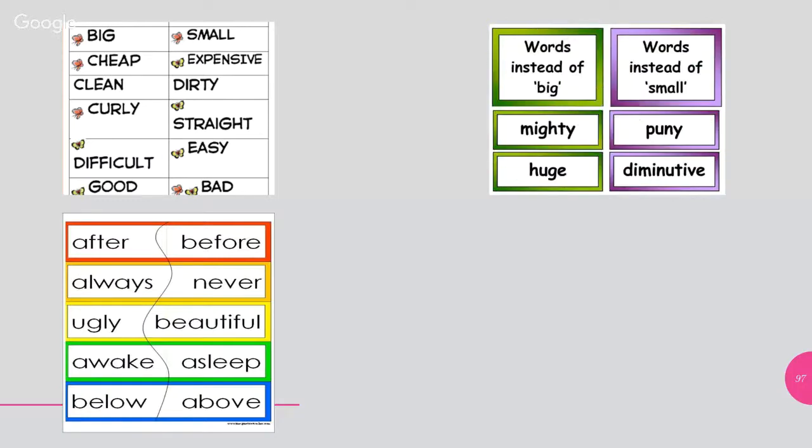Words instead of big: mighty, huge. So sometimes when you do extempore, pick and speak, one of the rules is that you should not use the same words over and over. So you can use different words. Words instead of small: puny, diminutive. So mighty, puny, huge, diminutive, take the antonyms.